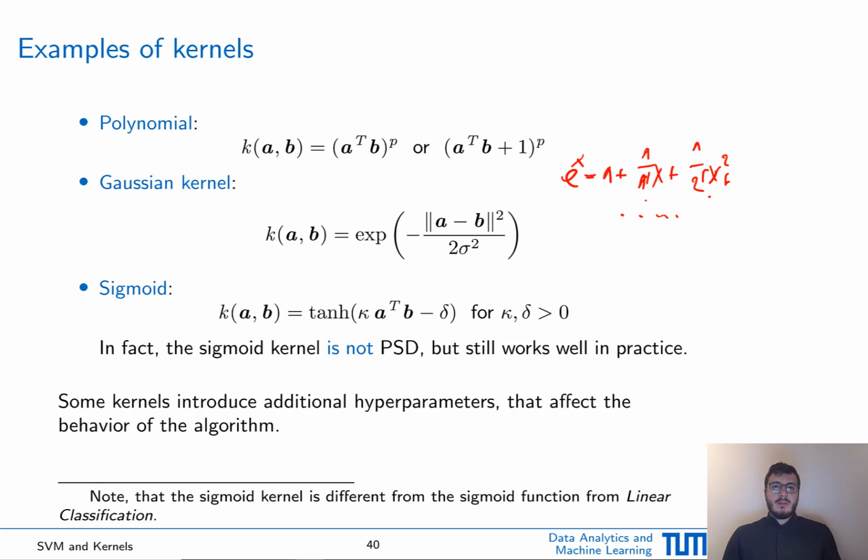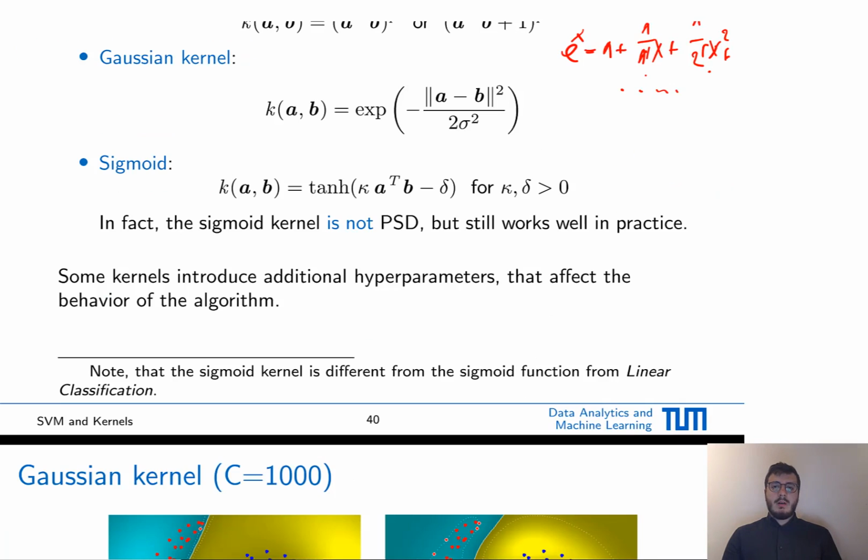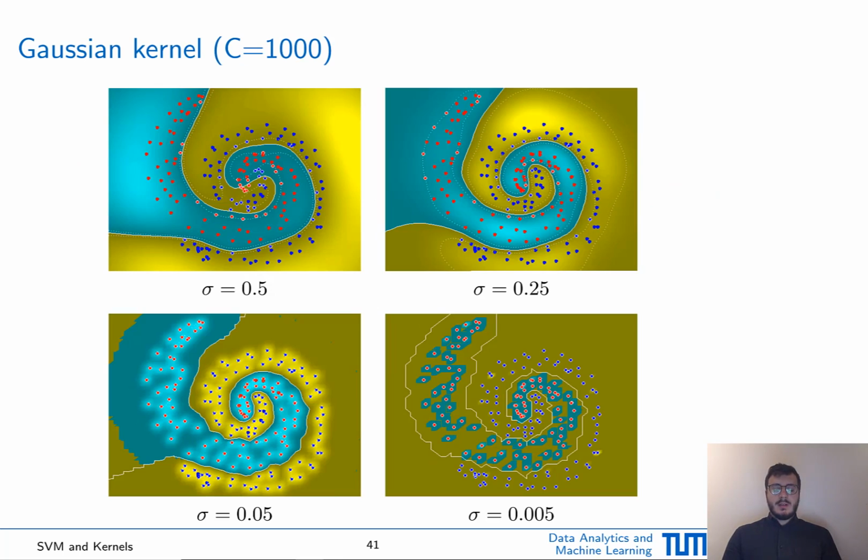And because the Gaussian kernel is so popular, let's quickly look at one example of how this looks like in practice. So in this case, we're showing a data set which has two classes, as always. The red data points belong to class 1, and the blue data points belong to class -1. And we've trained a support vector machine where we use the Gaussian kernel with different values of sigma. And then we see what happens as we change the value of this hyperparameter sigma.